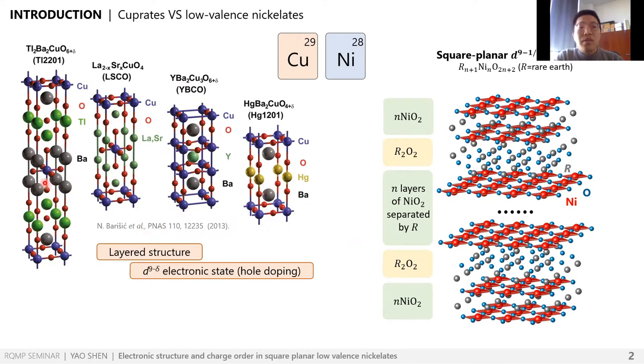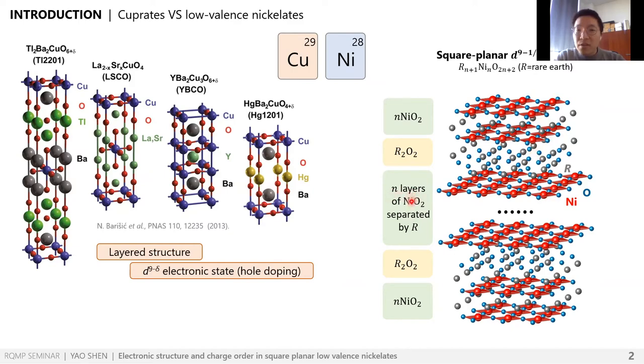We know that there are different kinds of cuprates, but almost all of them have a layered structure and a d^(9-δ) electronic state in the hole-doped cuprates. And the low valence nickelate superconductors have the chemical formula like this. The R means rare earth, and n means there are multiple layers of nickel oxygen separated by a rare earth atom. So multiple n layers of nickel oxygen are separated from each other.